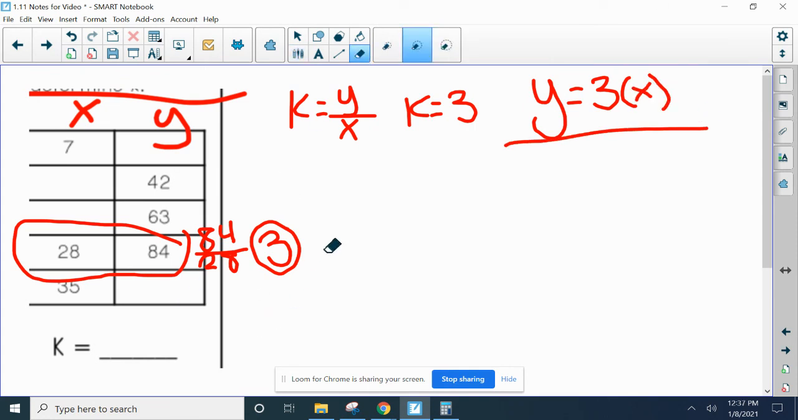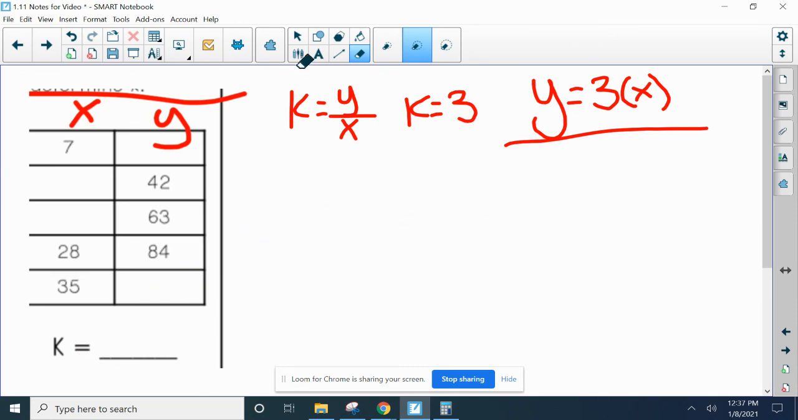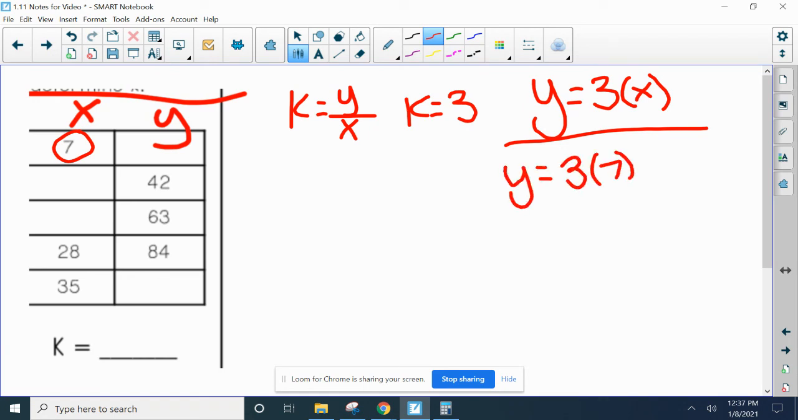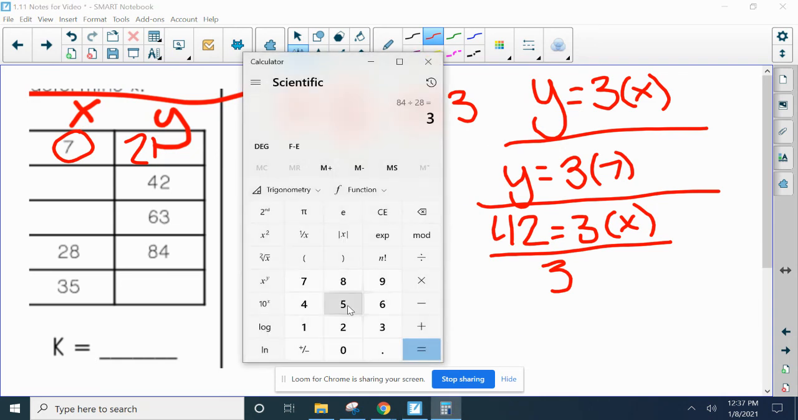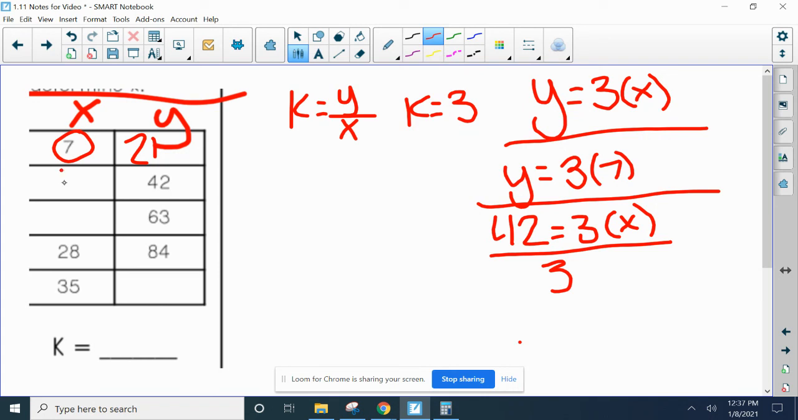Perfect. And we're going to erase this. Now we're going to go ahead. We have an x value of 7. So y equals 3 times 7 is 21. This time we have a y. So 42 for our y value equals our constant times x. Divide both sides by 3. I know this in my head, but if you don't, 42 divided by 3 is 14, because 3 goes into 4 once, and then 3 goes into 12 4 times.